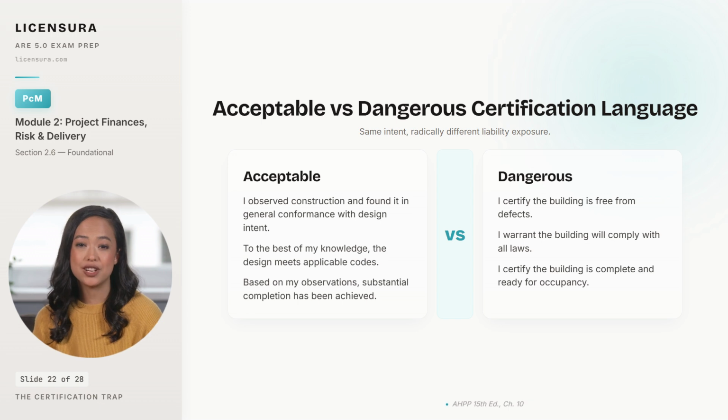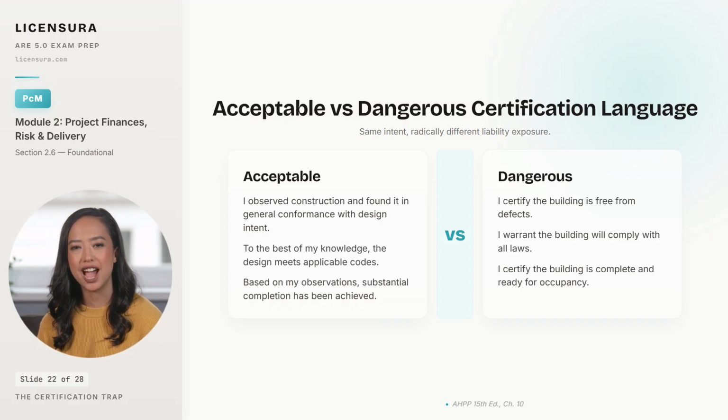Based on my observations, substantial completion has been achieved aligns with AIA A201, which makes substantial completion an architect's professional judgment. I certify the building is complete and ready for occupancy pulls you across the line into the building official's role, and creates exposure you cannot insure against. The pattern is consistent. Describe what you did, qualify what you found, and never make absolute statements.